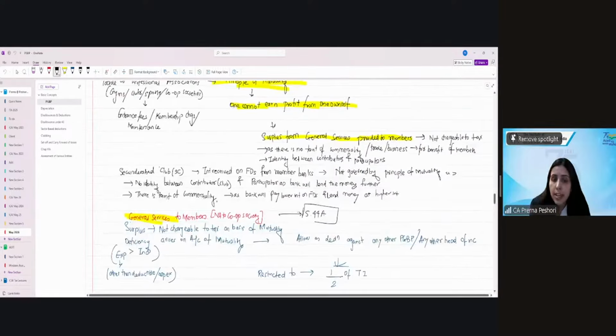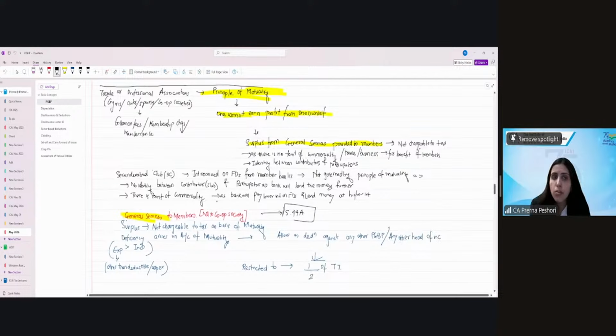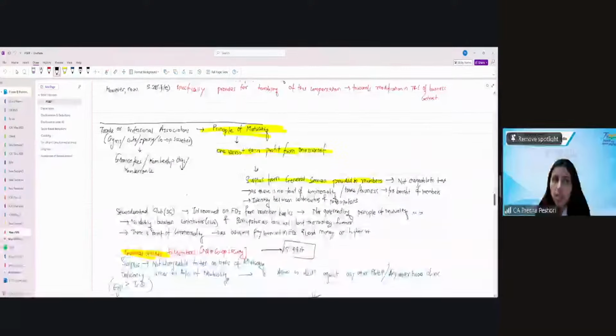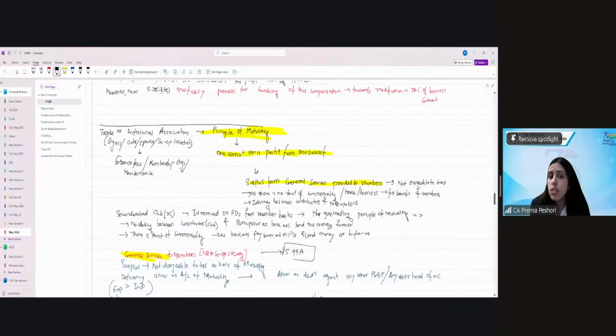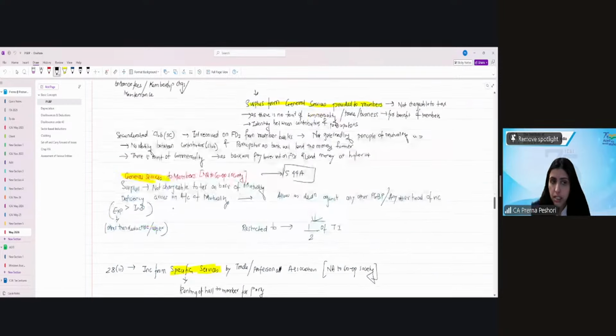So in that particular case, we had seen a lot of examples where mutuality is not applicable. In the case of Secunderabad Club, interest received on FD from the member banks is not governed by the principle of mutuality because there was no identity between the contributor and participator, right? And there was a taint of commerciality. So we had seen a lot of examples over there. For example, in the case of the non-occupancy charges, membership charges, transfer fees, common amenity fund charges.